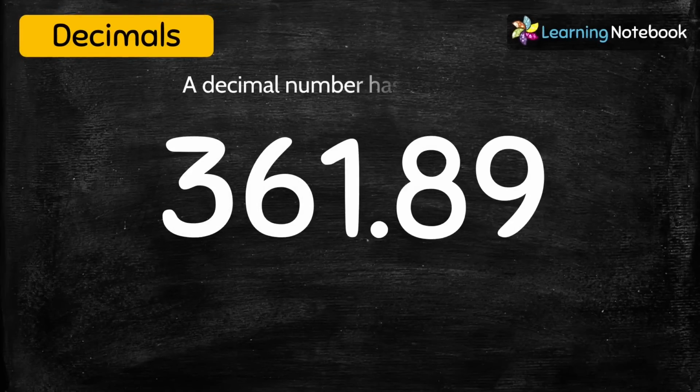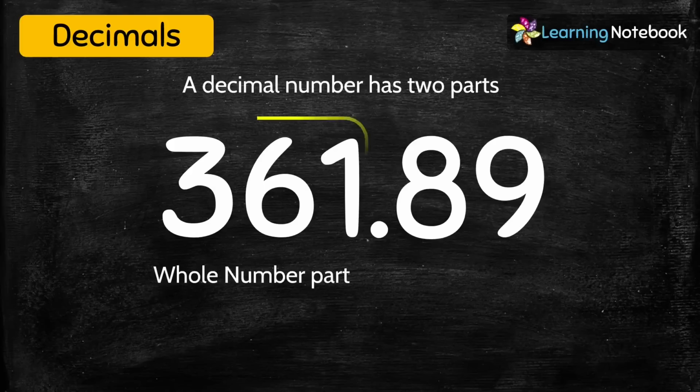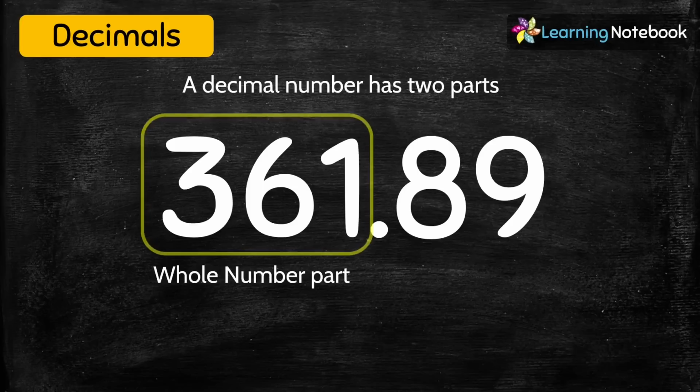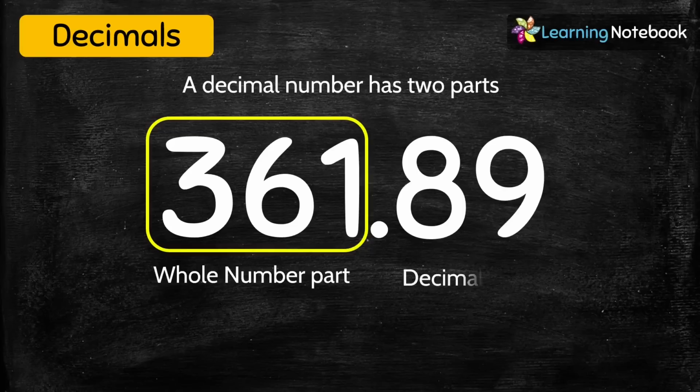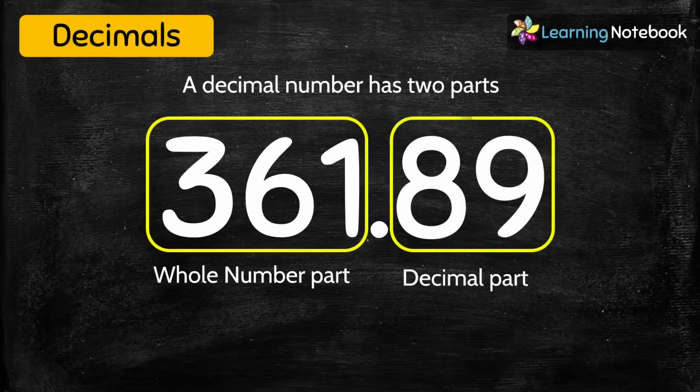A decimal number has two parts: whole number part and decimal part. So here in this decimal number, 361 is the whole number part, whereas 89 is the decimal part. Both of them are separated by a dot called the decimal point.